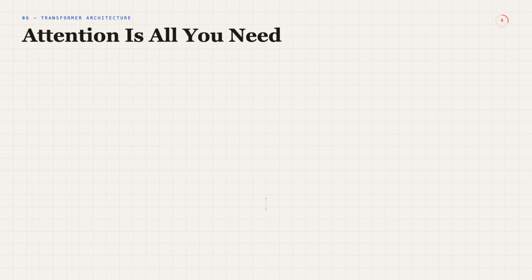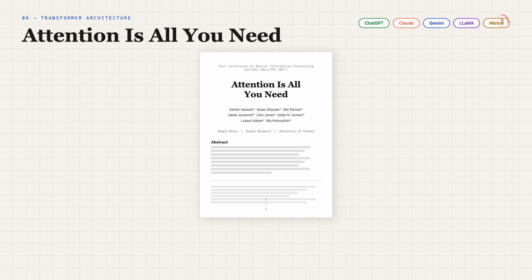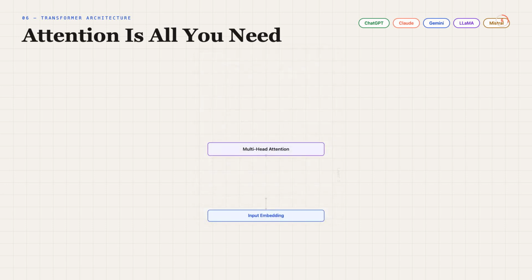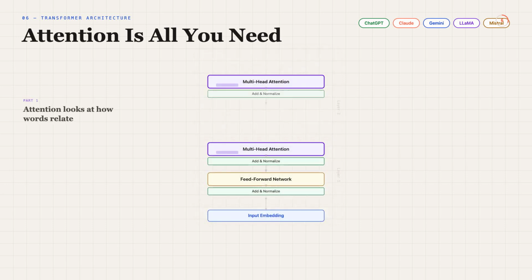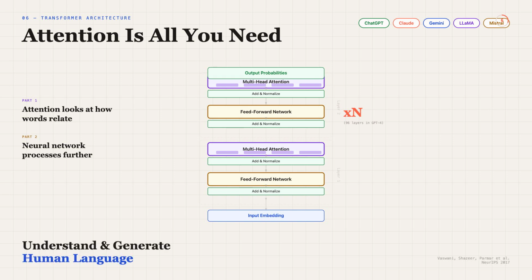The transformer is the architecture behind every major AI model today. ChatGPT, Claude, Gemini, all of them. Published in 2017 in a famous paper called "Attention is All You Need." It works by stacking layers on top of each other. Each layer has two parts. First, the attention mechanism looks at how words relate to each other. Then a neural network processes that information further. Stack enough of these layers and you get a model that can understand and generate human language.